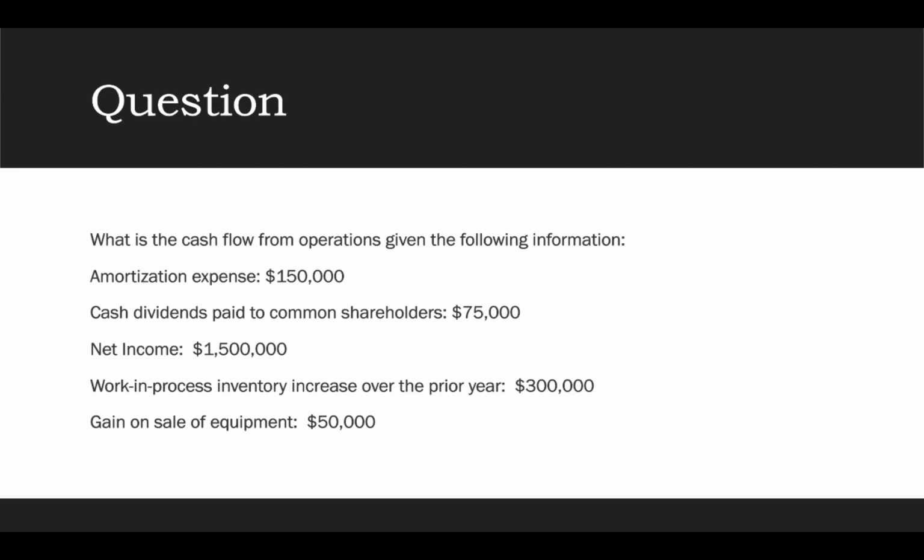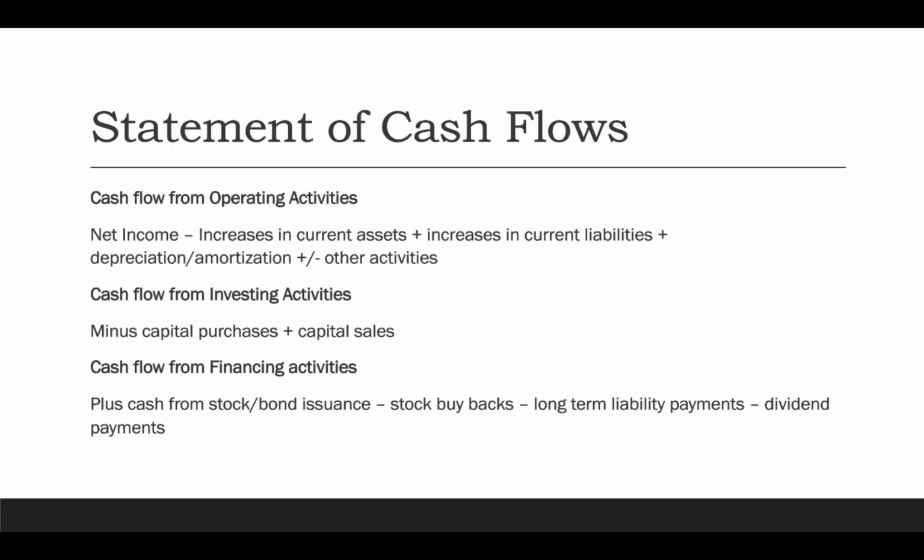We're given this information. Amortization expense is $150,000. Cash dividends paid to common shareholders, $75,000. The net income is $1.5 million. We have work in process inventory increased over the prior year by $300,000. And we have this gain on sale of equipment of $50,000. So given this information, let's calculate that.